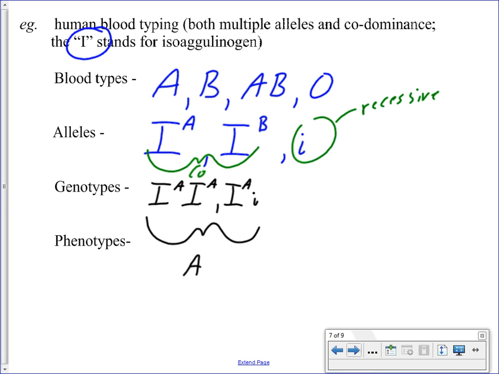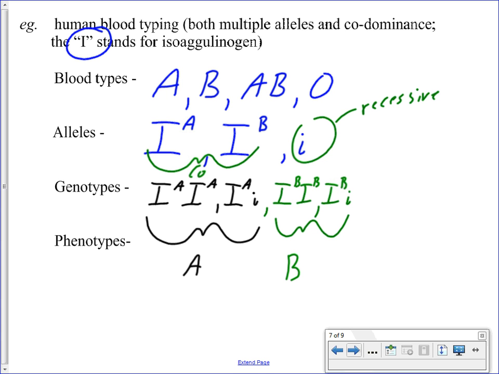The next couple, we can have the IB with the IB. We can have the IB with the lowercase i, and very similar to what we saw with blood type A, the capital I is going to be dominant over the lowercase i, so both of these genotypes will give the same phenotype, which is blood type B.